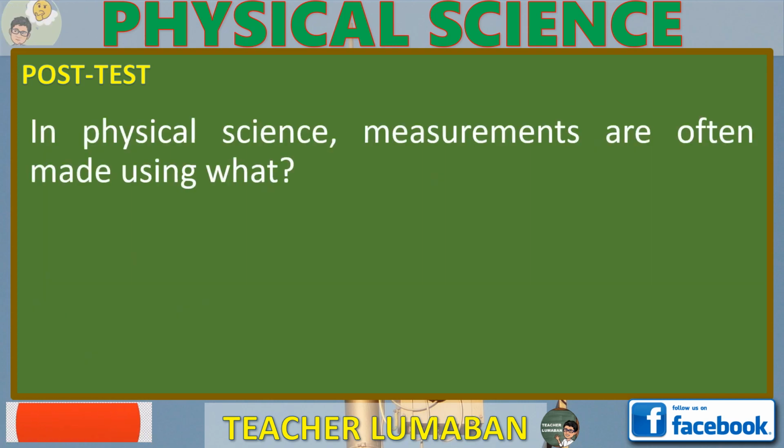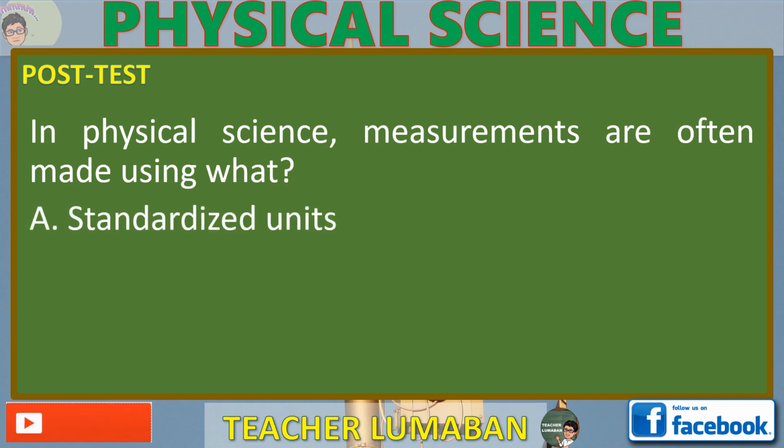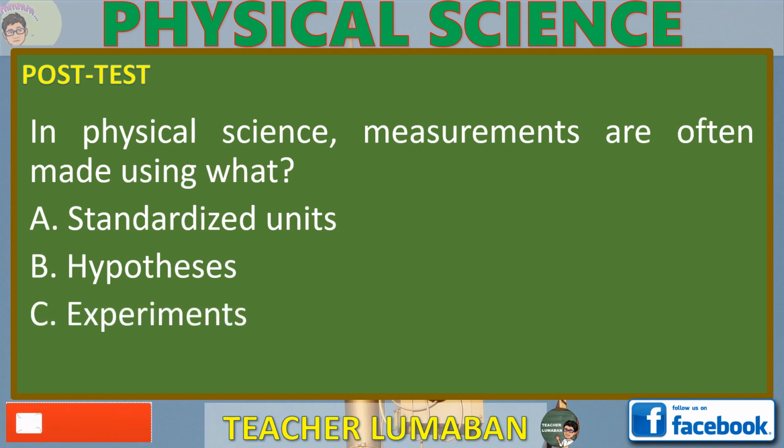In physical science, measurements are often made using what? Letter A. Standardized units. Letter B. Hypotheses. Letter C. Experiments. Letter D. Conclusions.